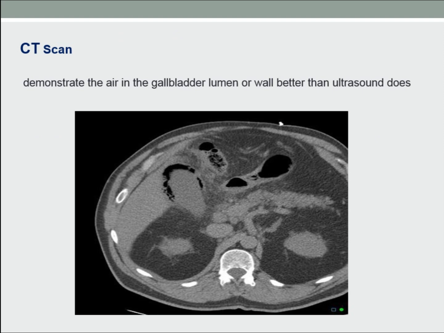In the CT scan, it demonstrates air in the gallbladder wall or in the lumen of the gallbladder, like here, in the wall of the gallbladder.